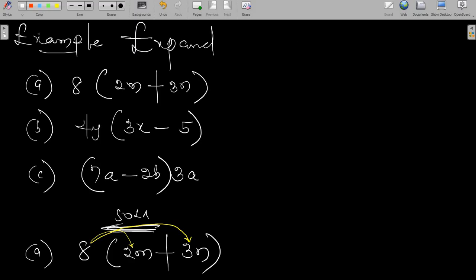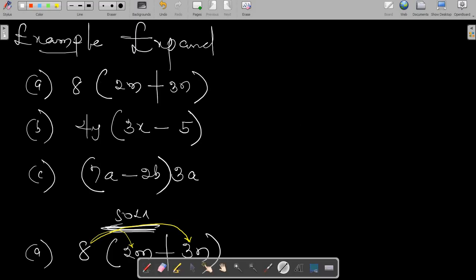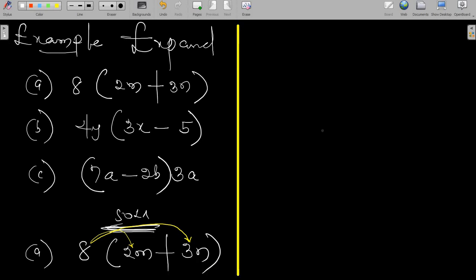So we now have our work to become something like this. Let me just draw a line to make my work nice and neat. So let's go. We have 8 times 2, we have it to be 16m. Then plus 8 times 3, we have it to be 24n. So we have removed the bracket, we've expanded like that, and we have simplified.